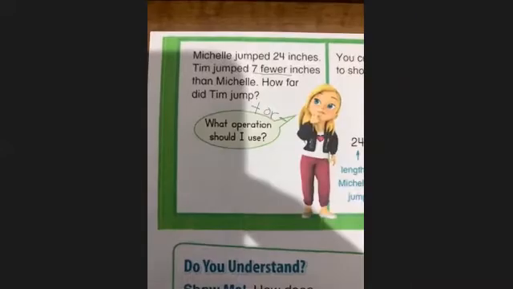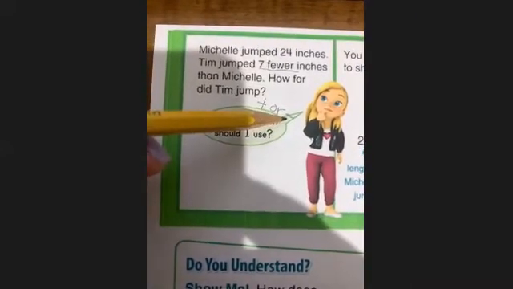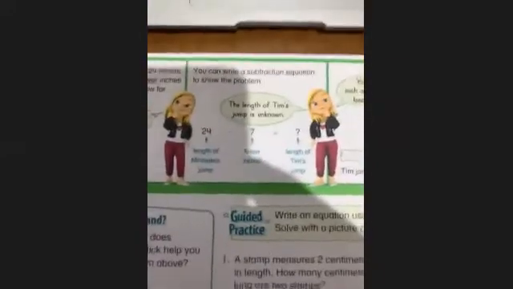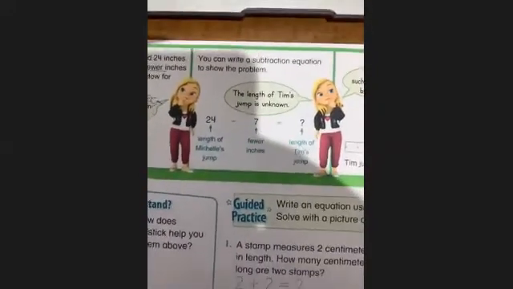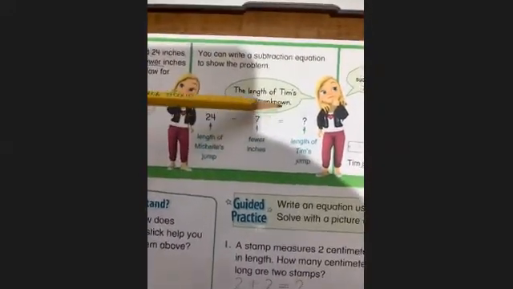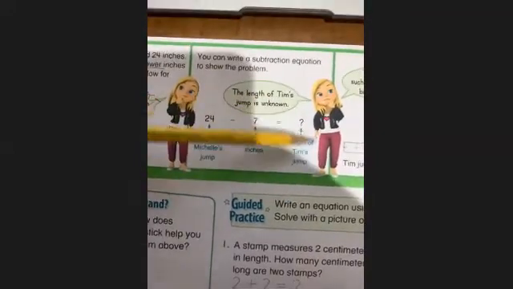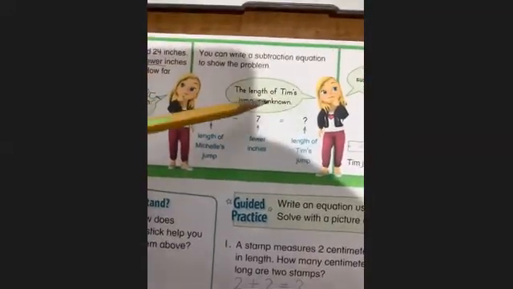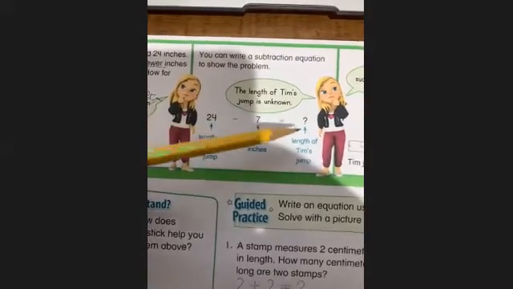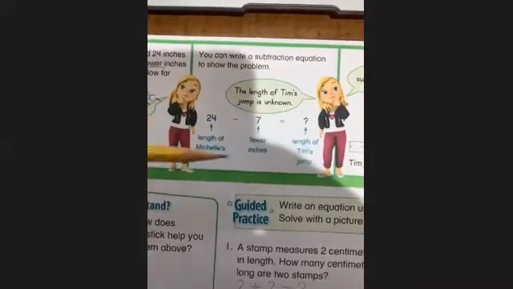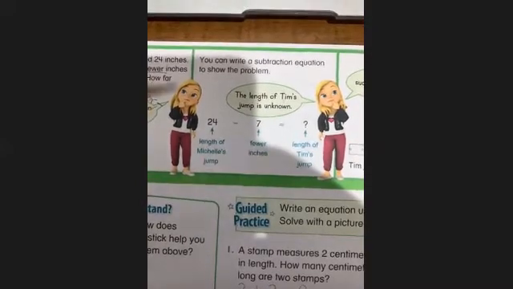Tim jumps 7 fewer, which is going to tell me that I'm going to subtract. So the next box, they show you the subtraction equation. And you're going to use equations like this today in your math. And we're going to use this question mark here to represent our unknown. Okay, so this is the type of equation that I'm expecting to see on all of your problems.